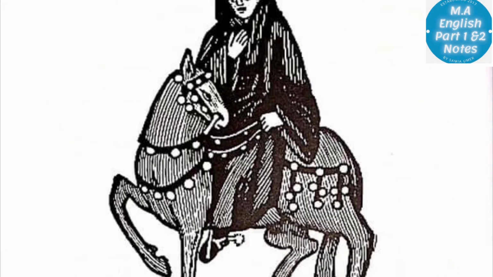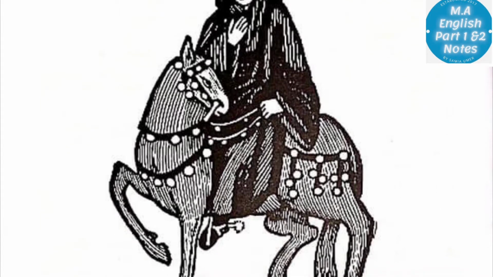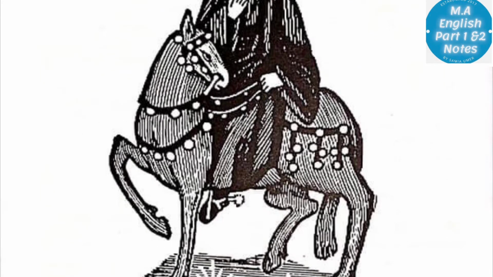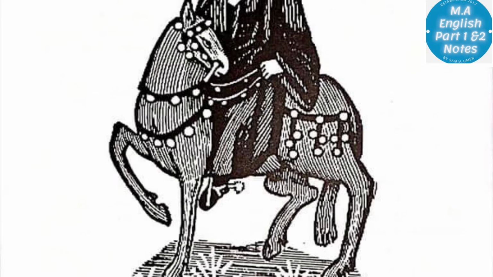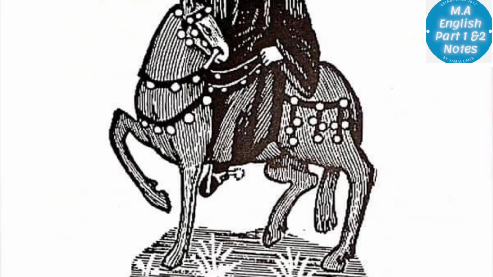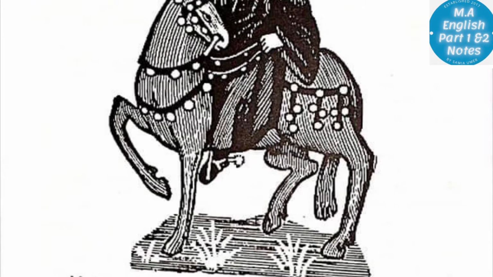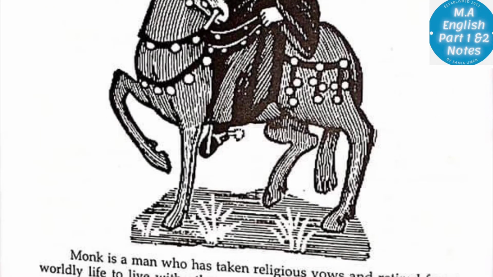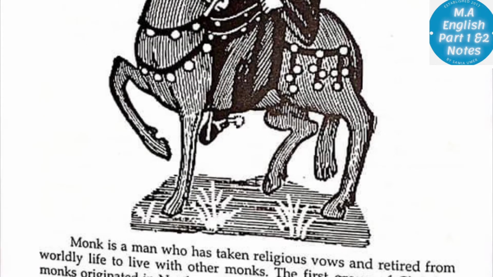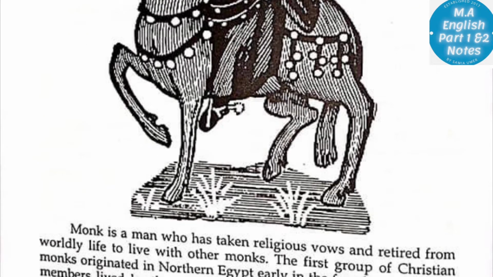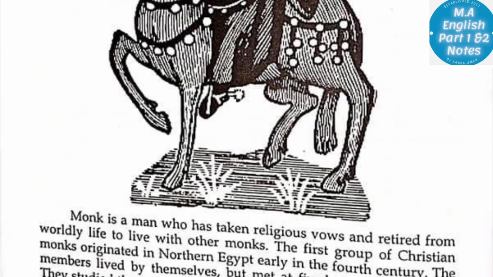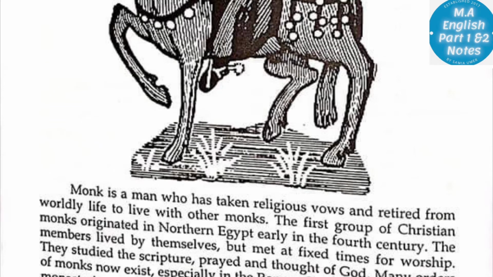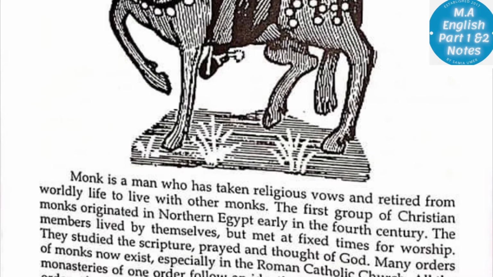A monk is a man who has taken religious vows and retired from worldly life to live with other monks. The first group of Christian monks organized in northern Egypt early in the 4th century. The members lived by themselves but met at fixed times for worship. They studied the scripture, prayed, and thought of God. Many orders of monks now exist, especially in the Roman Catholic Church. All the monasteries of one order follow an identical rule of life. In any such order, the monks take vows of poverty, chastity, and obedience.